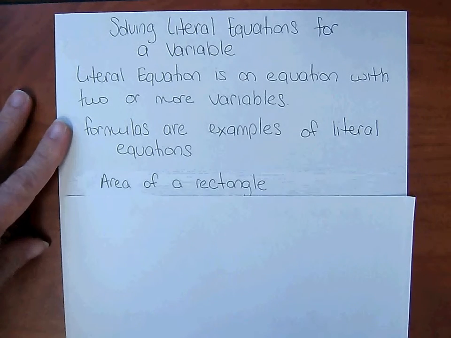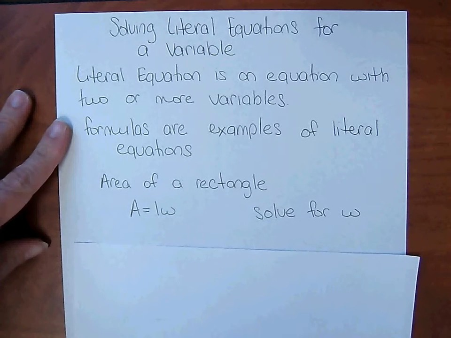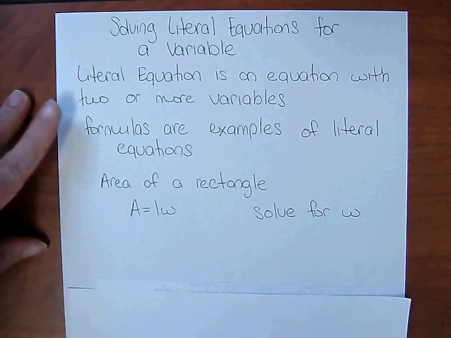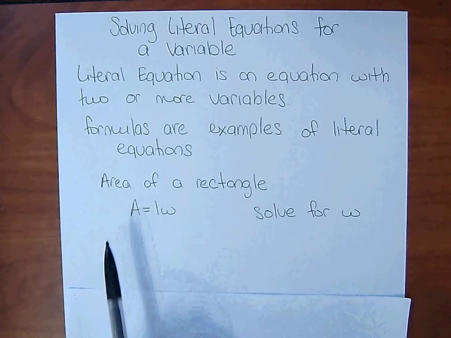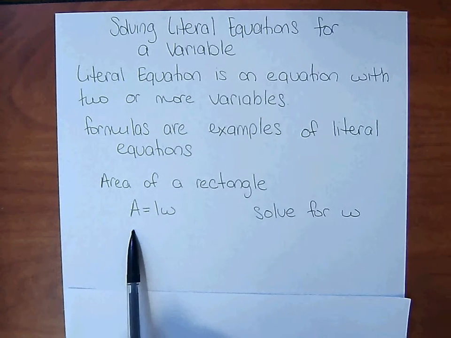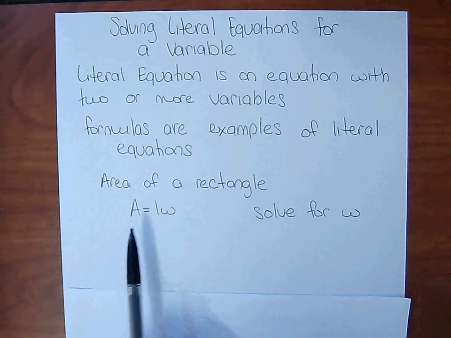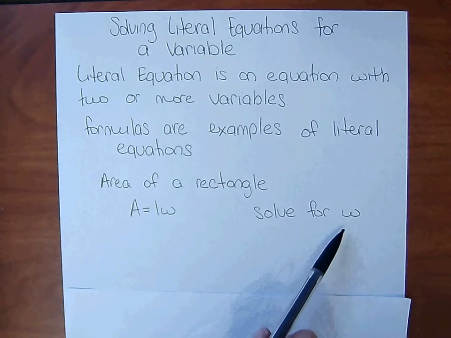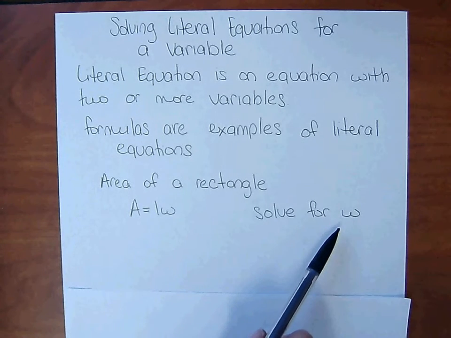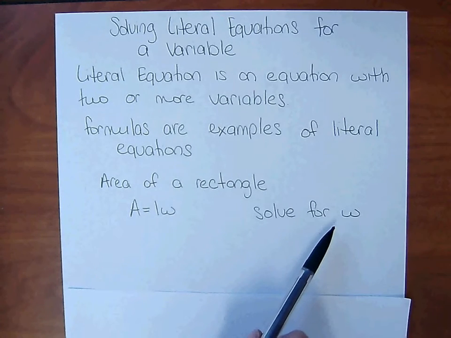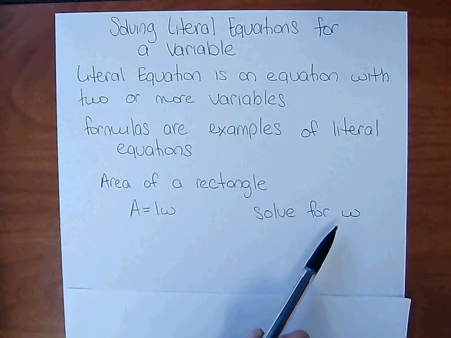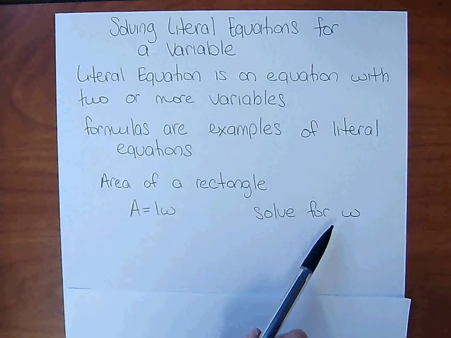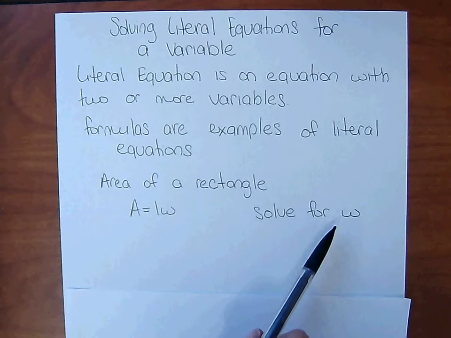So here's a formula that you're familiar with, the area of a rectangle. This formula is solved for A. A equals area equals length times width. So here we want to solve this formula for W instead of A. This is exactly like solving any equation for a variable. Your goal is still the same, to get the variable alone on one side of the equal sign. And in this case, the variable that we're referring to is the W.